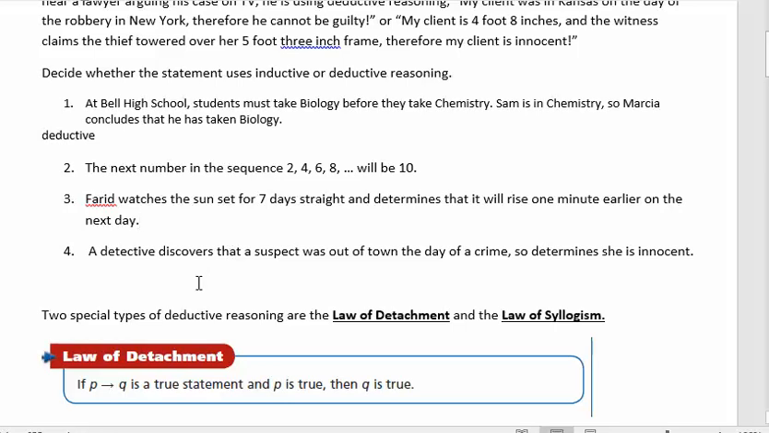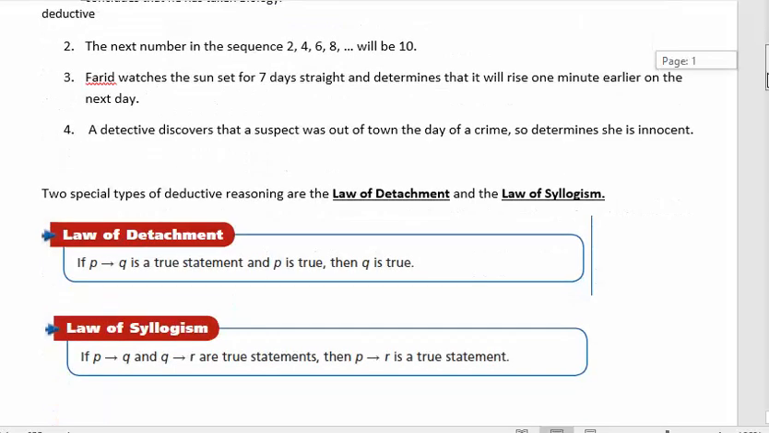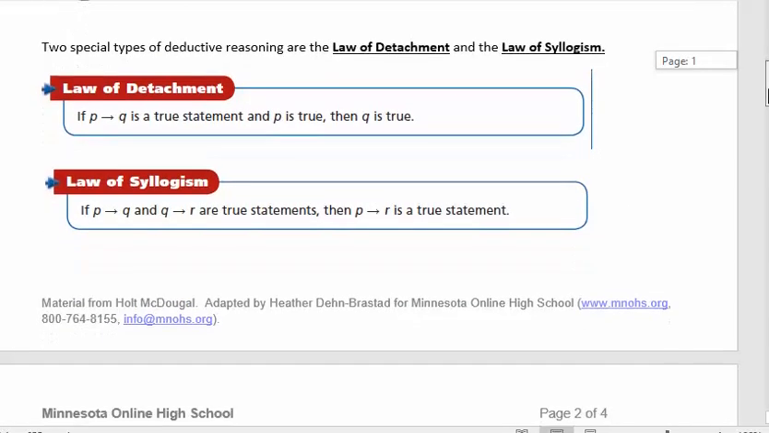And number 4, a detective discovers that a suspect was out of town the day of the crime, so determines she is innocent. So if you're using a rule or a fact, then it's deductive. So finish answering 2, 3, and 4.